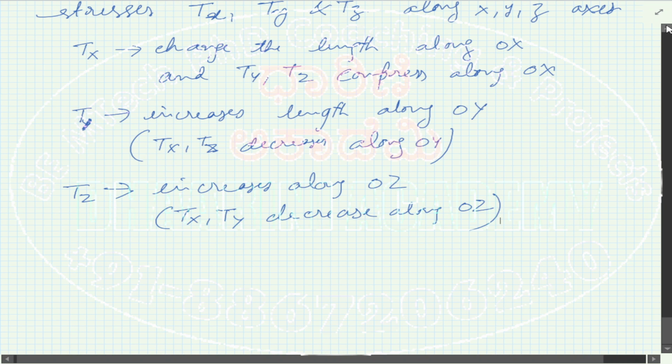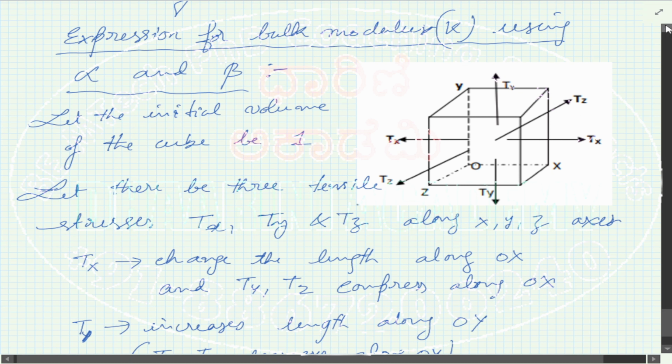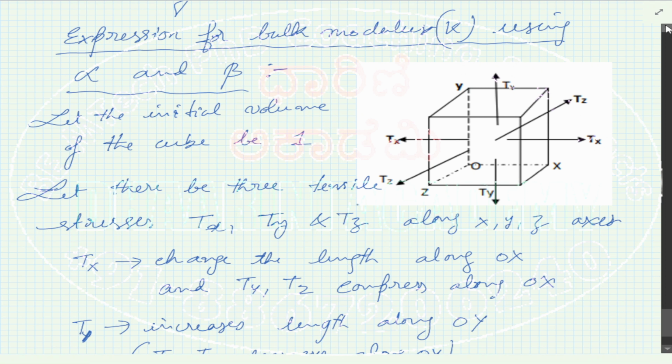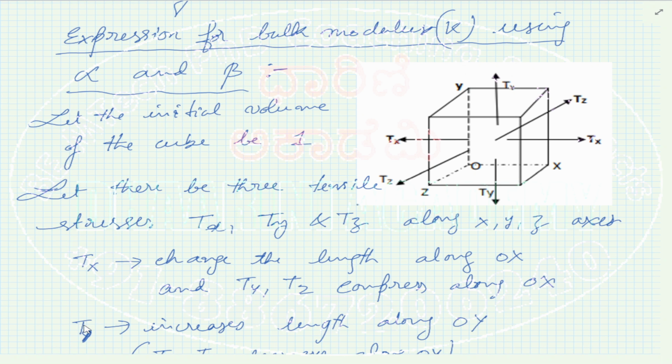So we were discussing the concept of finding an expression for the bulk modulus denoted by K by using alpha and beta. This was the concept which we were trying to discuss, and we considered a diagram as shown here. There is a cube, and several forces are being applied along each and every possible direction. So we can see that.